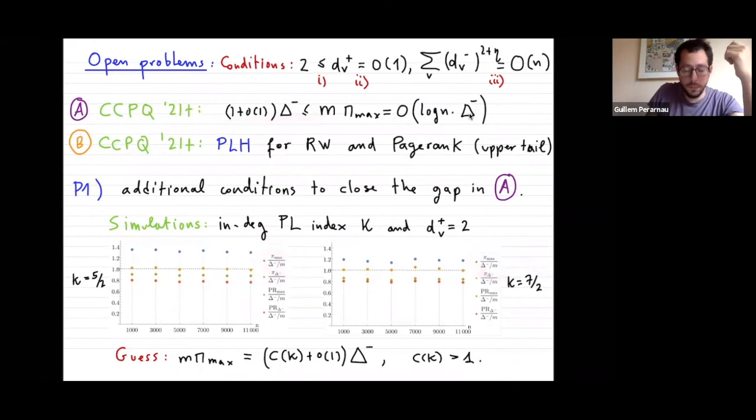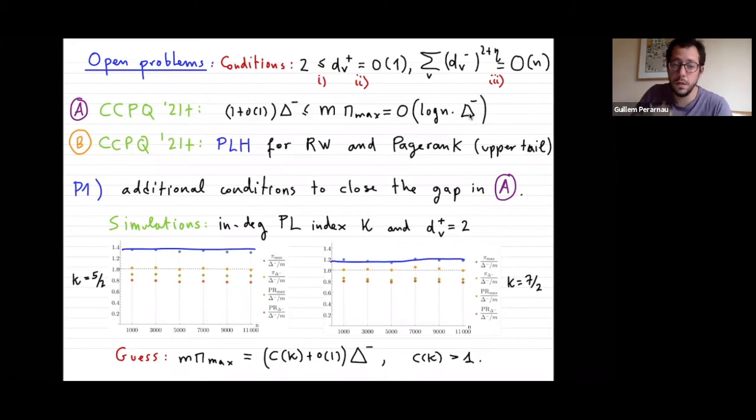But what you observe in the simulation is that it's not 1, that would be this line, but it's somehow above 1, and converges to some constant. So I wouldn't say it's a conjecture, but our guess is that if you look at this interesting case of the power law distribution, then this pi max is going to be a constant factor off from this maximum in-degree, where this constant factor is different from 1. So it would be really interesting to study what's going on.